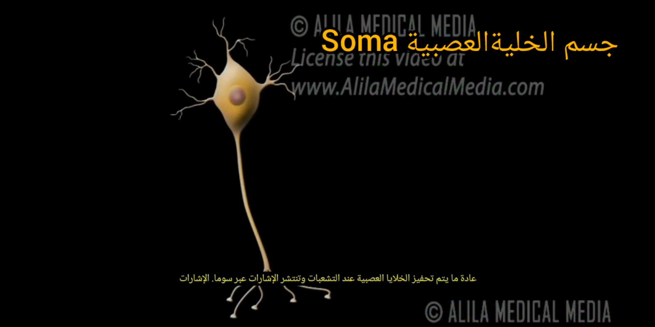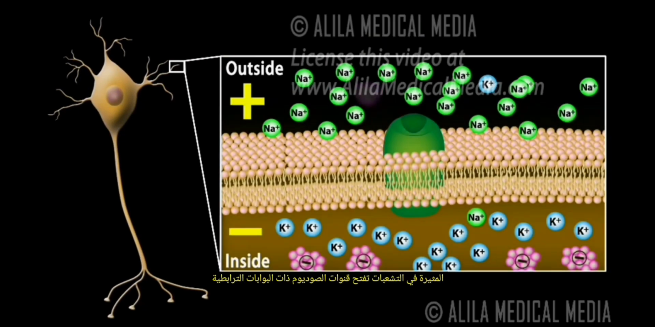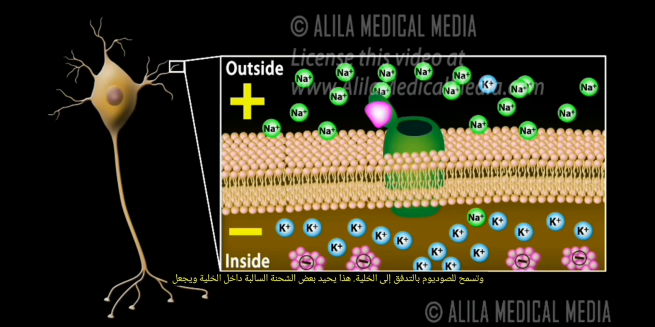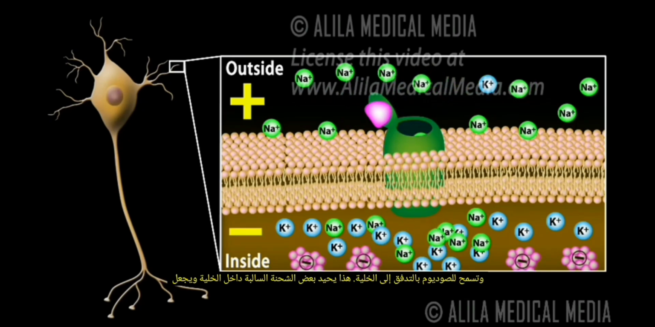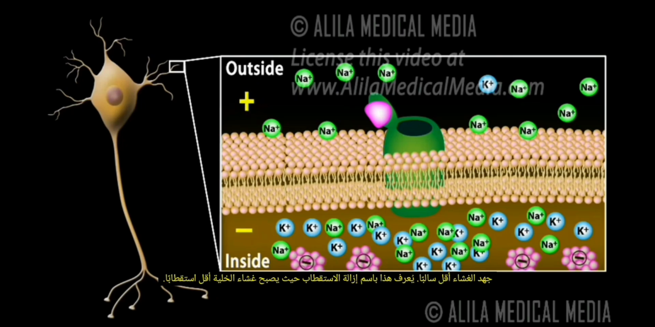A neuron is typically stimulated at dendrites, and the signal spreads through the soma. Excitatory signals at dendrites open ligand-gated sodium channels and allow sodium to flow into the cell. This neutralizes some of the negative charge inside the cell and makes the membrane voltage less negative. This is known as depolarization, as the cell membrane becomes less polarized.